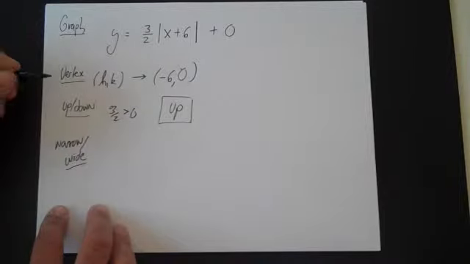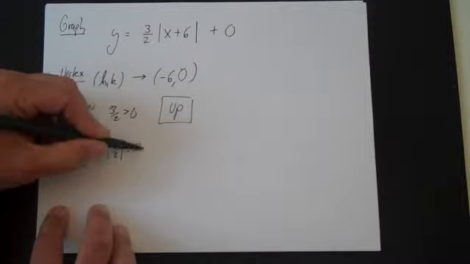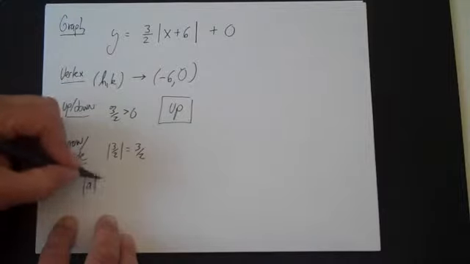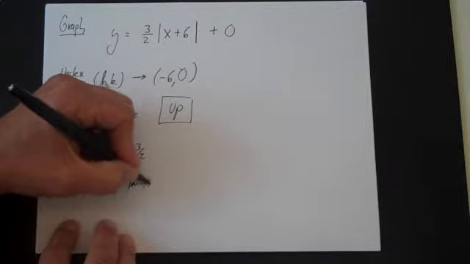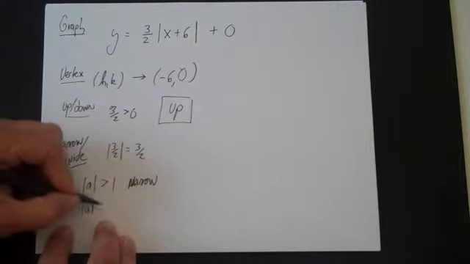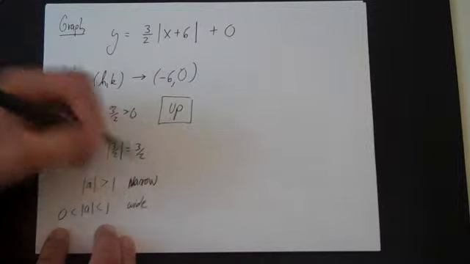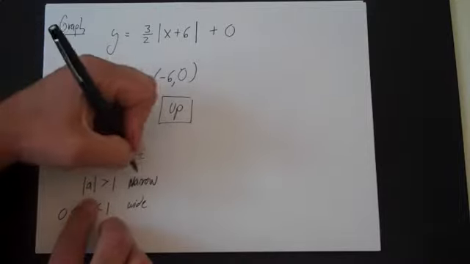Let's think. The absolute value of 3/2 is equal to 3/2. And the rule is, if the absolute value of a is greater than 1, then it's narrow. And if the absolute value of a is between 0 and 1, then it's going to be wide. Well, 3/2 is greater than 1, so that's going to be narrow.